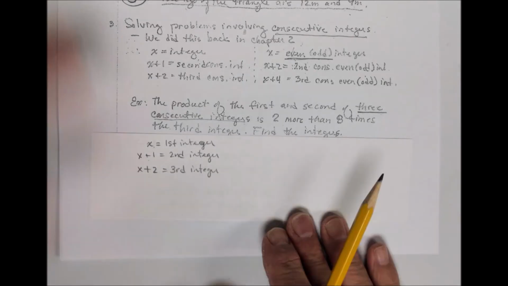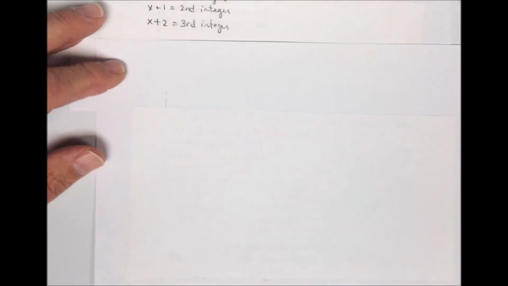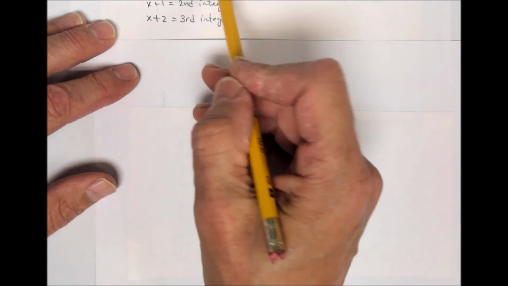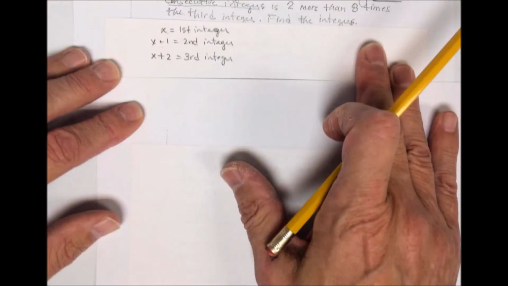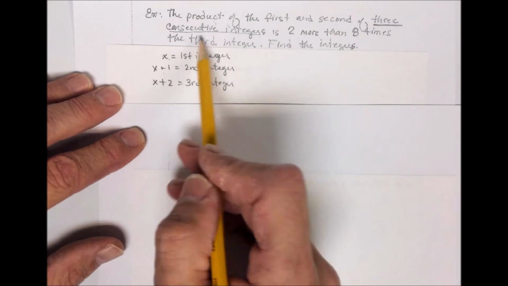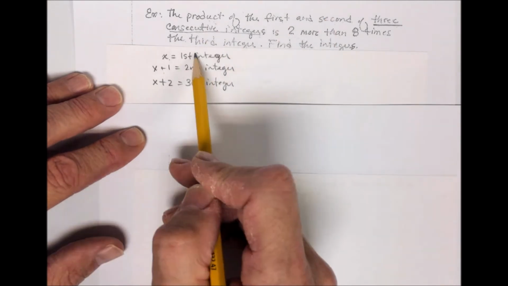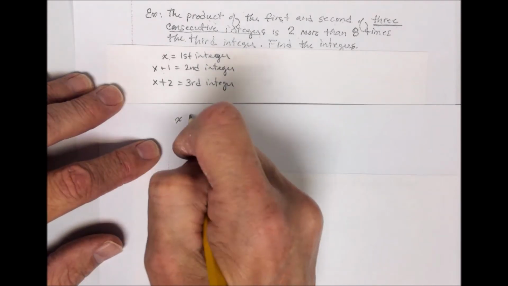So now I'm going to bring this up, and then I have more space on this piece of paper here. And I'm going to see if I can write an equation that models it. And it all really comes from the very first sentence over here. The product of the first and the second of three consecutive integers. Product means to multiply the first and the second. The first one and the second one. So if I multiply x times x plus 1.